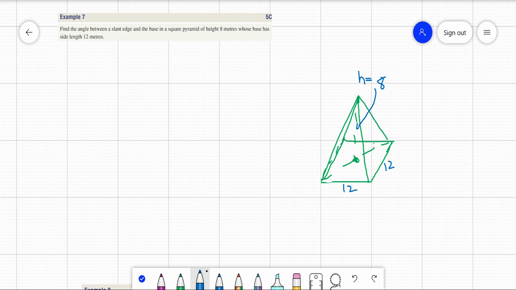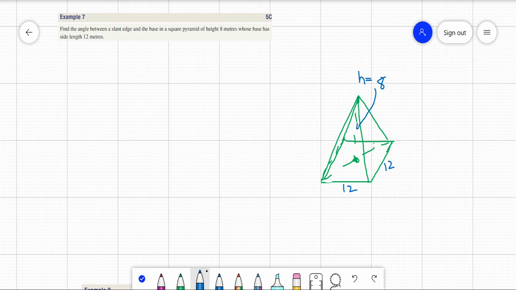So I have tried to draw my square pyramid, and you can see the lengths on the square are all 12. I've just put the front and the side in, and the height of this square pyramid is 8. Everything's in meters. And we want to find the angle between the slant edge.